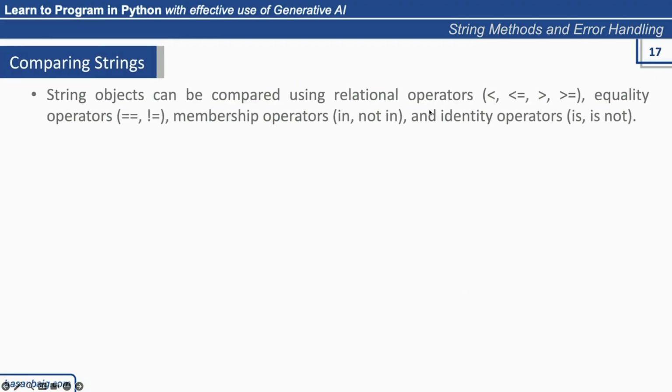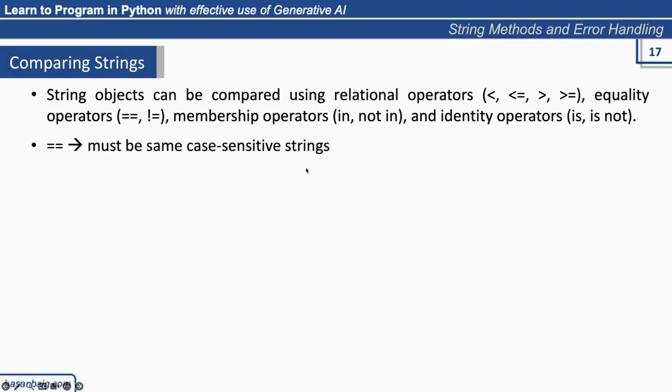String comparison: you can compare one string with another using operators such as less than, greater than, and equal equal. For example, if I write these two strings, A, B, C and A, B, and uppercase C, are they both equal? No. Why? Because it's case sensitive, right? Which one is greater or smaller?